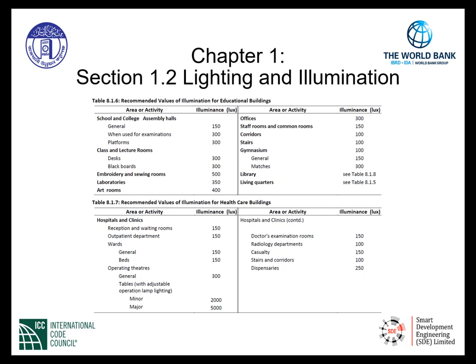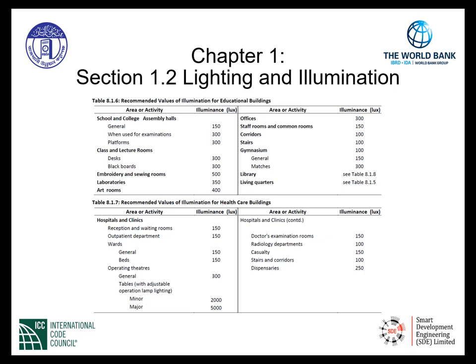The category school and college assembly halls contains general areas when used for examination areas and platforms with the associated lux value for illumination. When we get into the art rooms of these areas, it goes up to 400 lux. As you can see, we need more and more illumination. Across the table, we have offices at 300 lux, corridors, stairs, gymnasium areas, general areas, 100 lux.